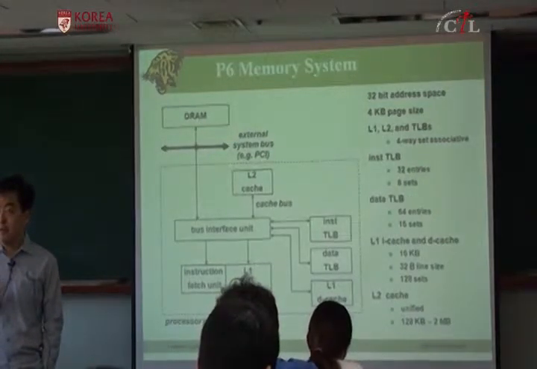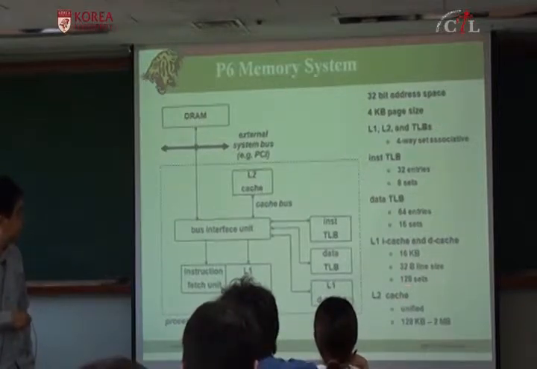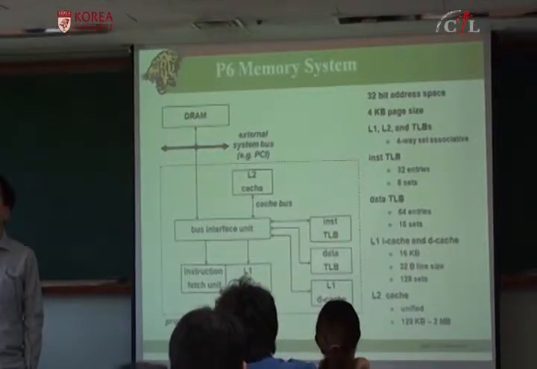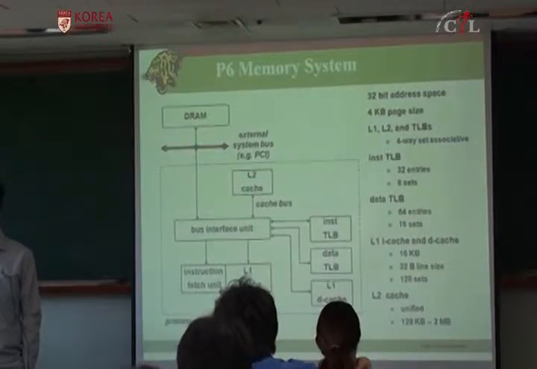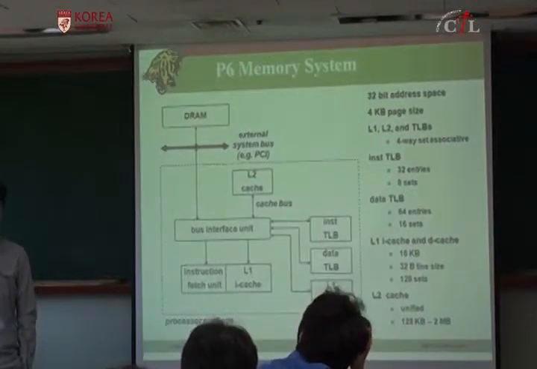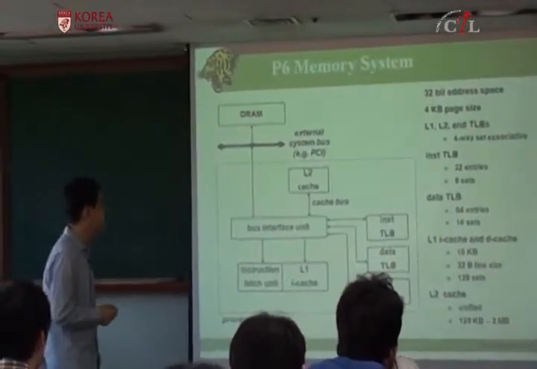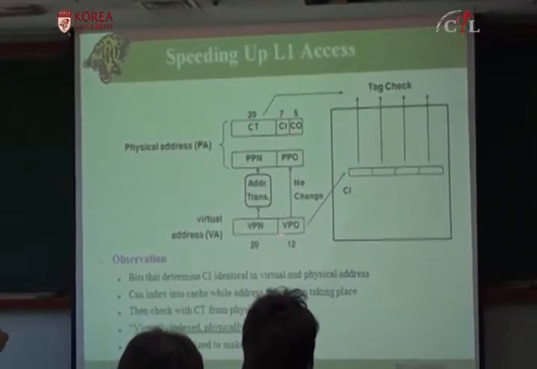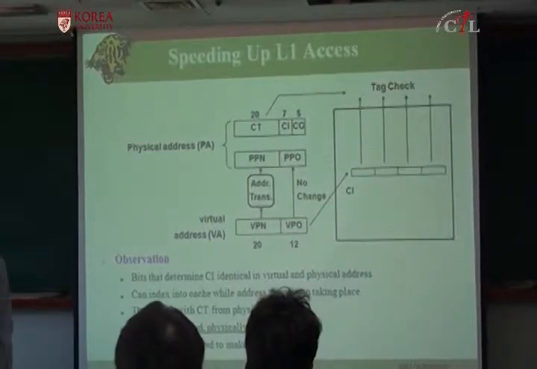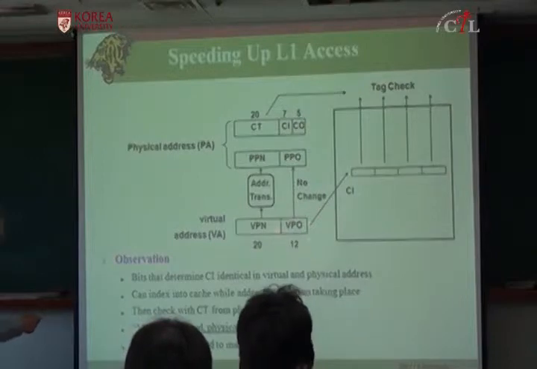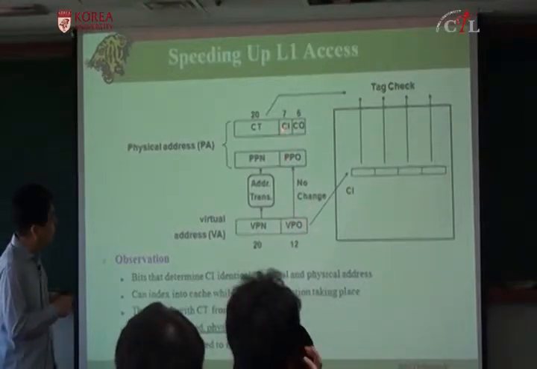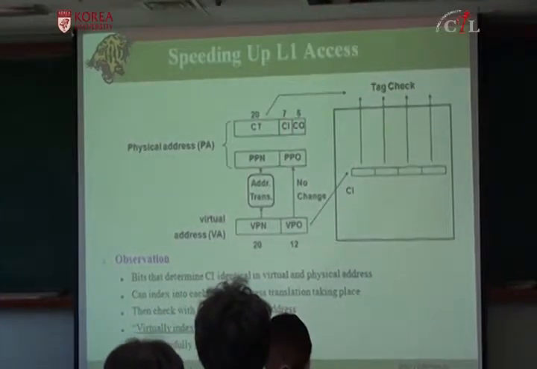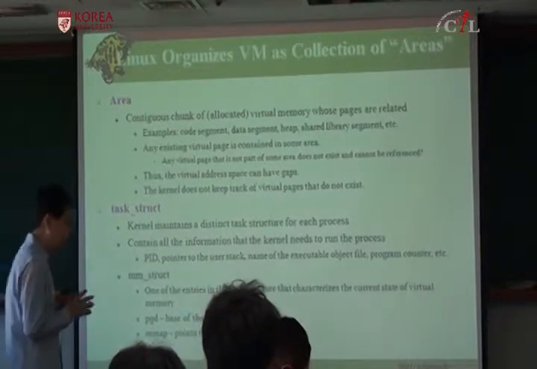So for index decoding, if the page size is at least 4 kilobytes or bigger, then you can extract the index from the page offset directly. Okay? It's quite easy, right? So the page size is 4 kilobytes at least. You can choose either 4 kilobytes or 4 megabytes. So the page offset is 12 bits, and out of those 12 bits, you can extract this index. So you can access the cache in parallel with the TLB access. Okay? Okay. So we finish up the hardware part.